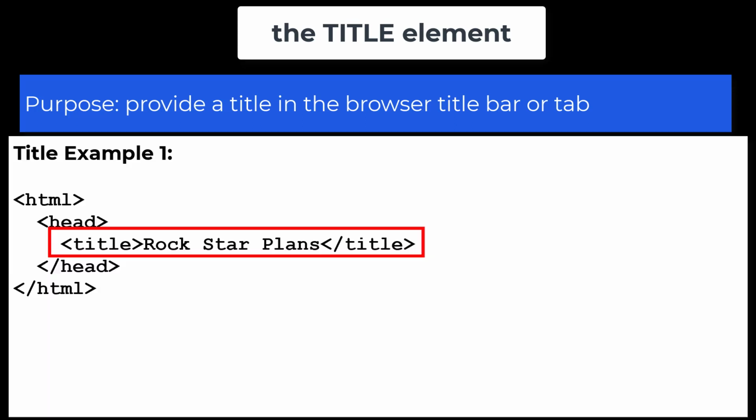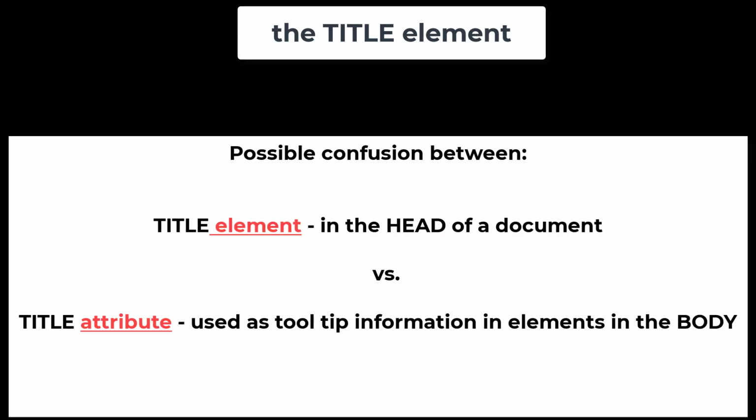Here's an example. One common source of confusion is keeping straight the title element, which is in the head of a document, and the title attribute, which is used as tooltip information in elements in the body of a document.